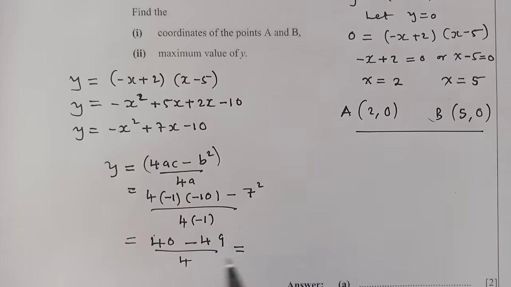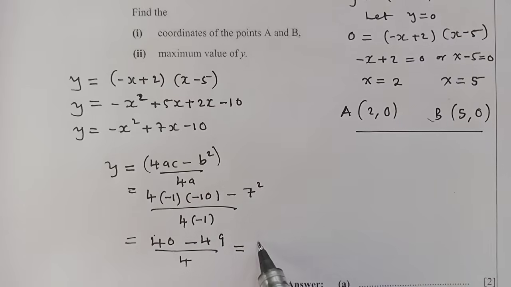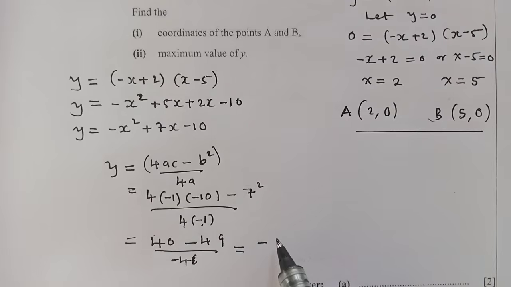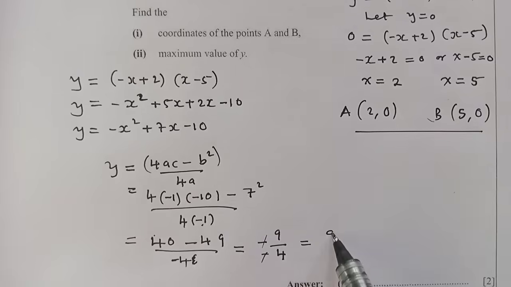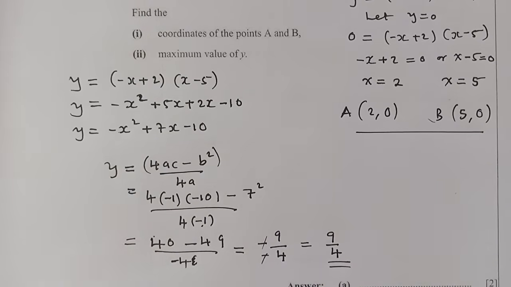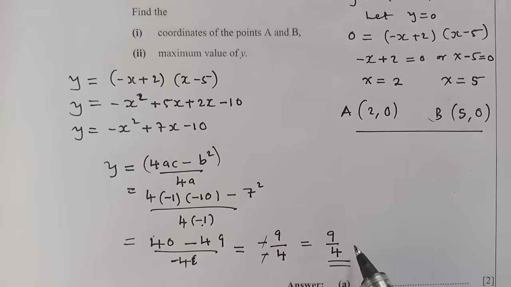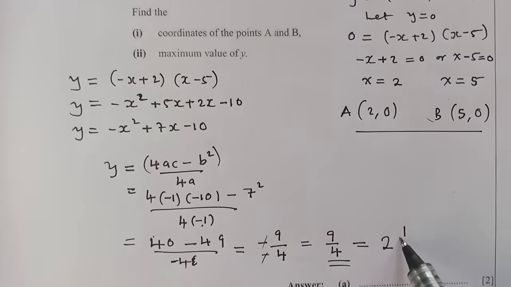And our y value will be equal to, here actually it's negative 4, because negative 4 by negative 1, it's negative 4. So we have here negative 9 over here negative 4. So negative and negative will cancel, will remain with 9 over 4. So our maximum value of y is 9 over 4, or you can say 2 remainder 1 over 4.